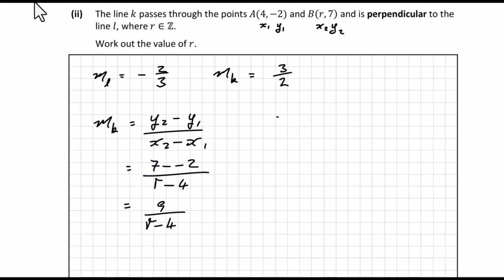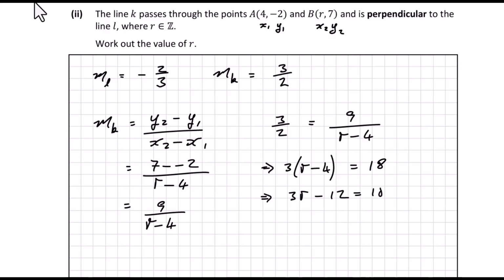So in other words, 3 over 2 must be equal to 9 over a minus 4. When you've got a fraction equal to a fraction, all you've got to do is cross multiply. So we're going to multiply the 3 by the a minus 4. We're going to multiply the 2 by the 9, which is 18. So we just got to solve for a. So multiply out the bracket. 3a minus 12 is equal to 18.